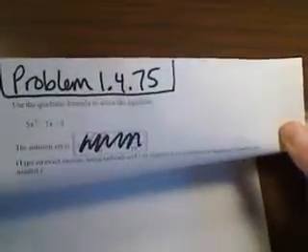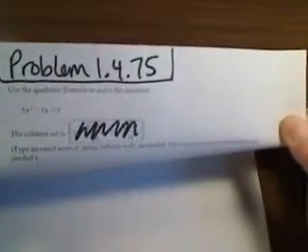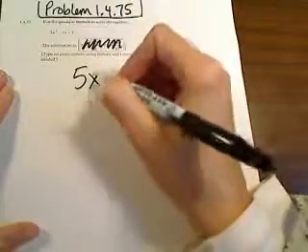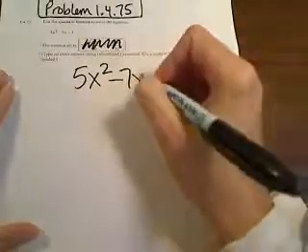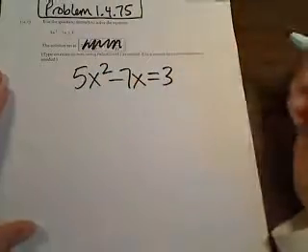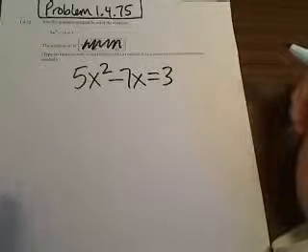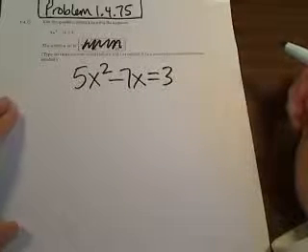Okay, so this is problem 1.4.75, and they ask us to use the quadratic formula to solve the equation, and you probably can't read that. It's 5x squared minus 7x equal to 3. So let me write it bigger. 5x squared minus 7x equal to 3. Okay, and we are trying to solve this using the quadratic formula.